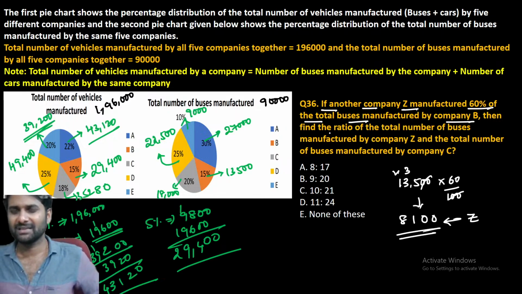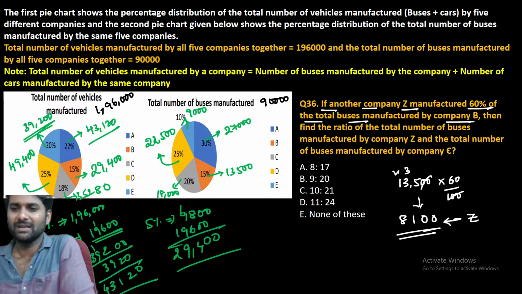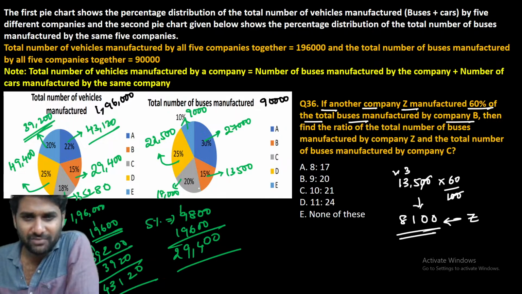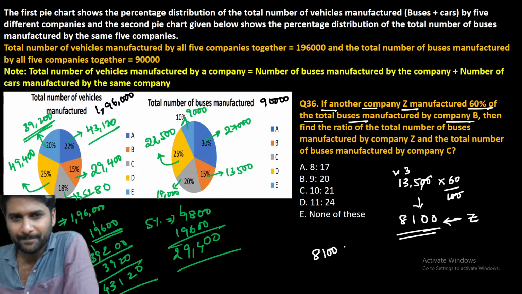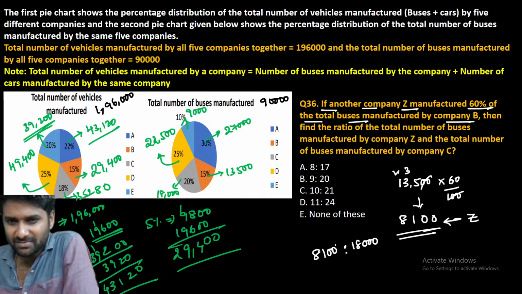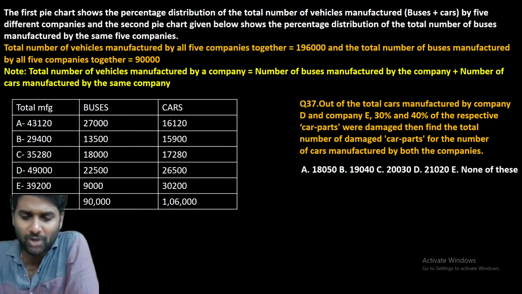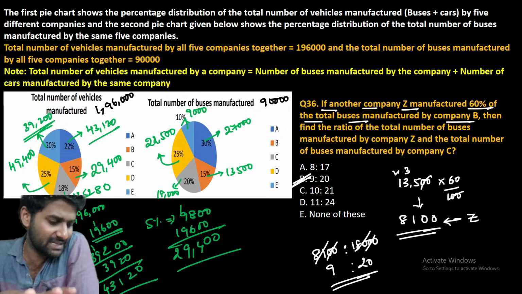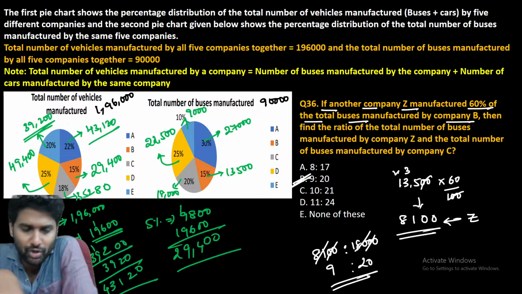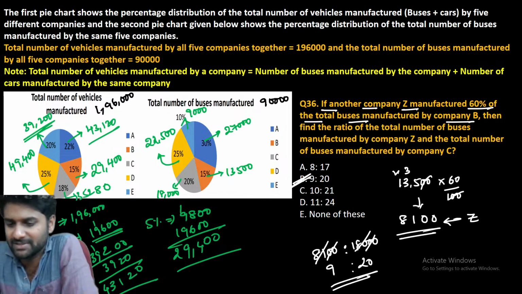company J. Then the ratio of the total number of buses manufactured by company J and the total number of buses manufactured by company C. See, company C, how many are manufactured here? You already know that 8,100 and 18,000. The respective ratio is 9:2. Yes, this question needs your calculation. I'm done with the whole calculation in this particular slide. Just go through it once, then you will be able to understand how we are calculating each and every percentage value.